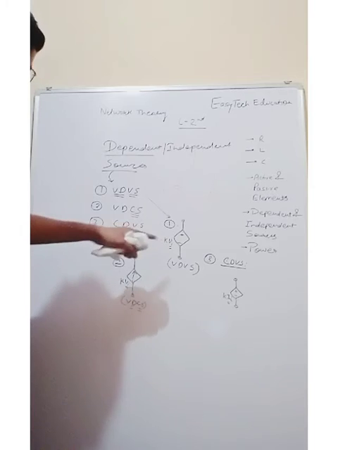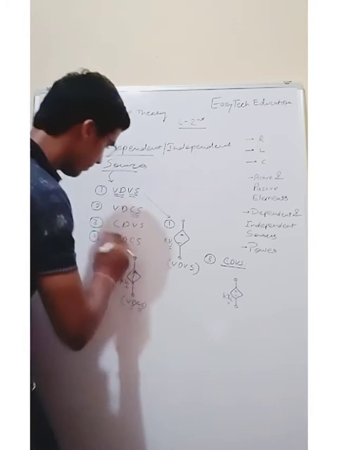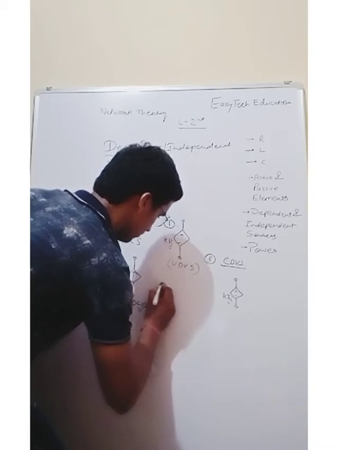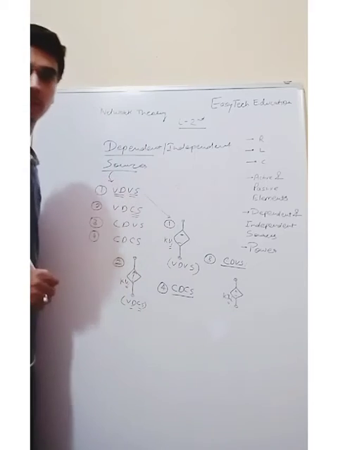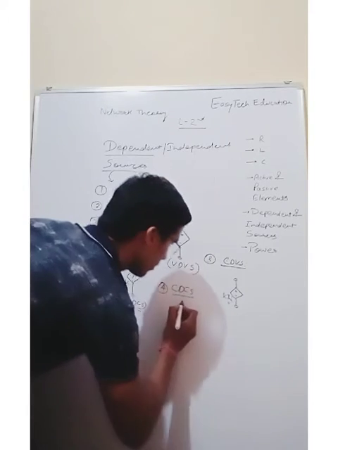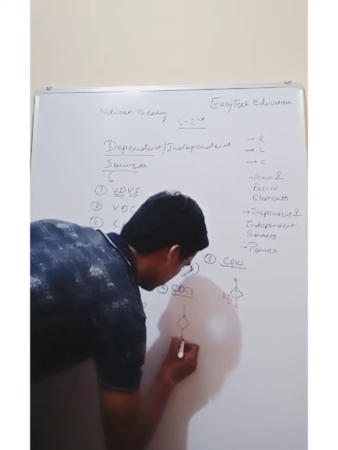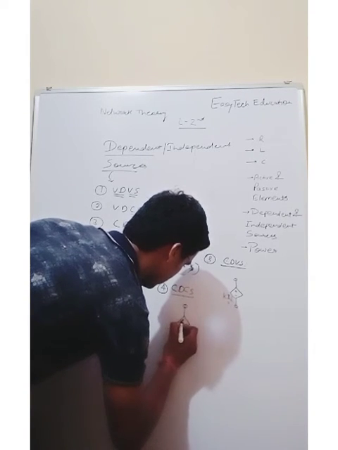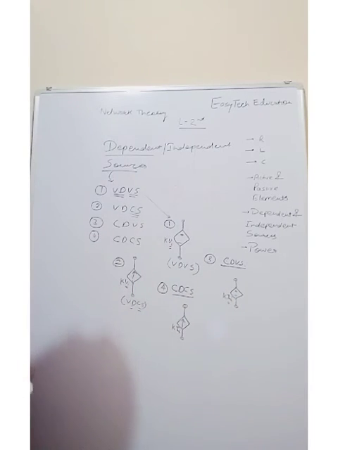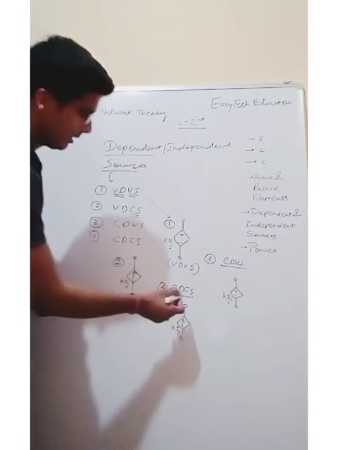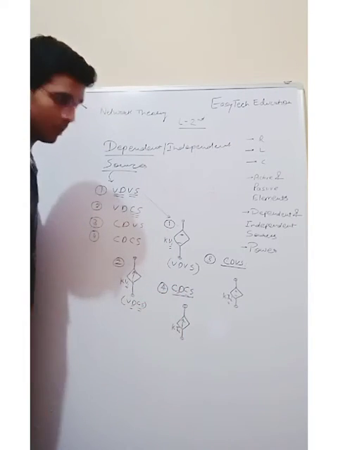Now how to write the expression for CDCS, that means current dependent current source. This is the current dependent current source. The arrow direction shows it's a current source, and the value depends upon the current. That's why it's the current dependent current source.